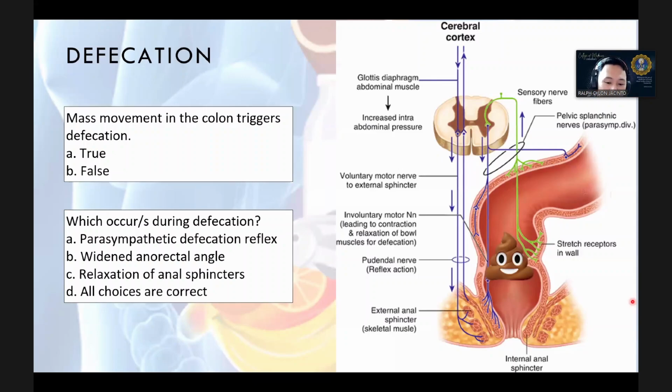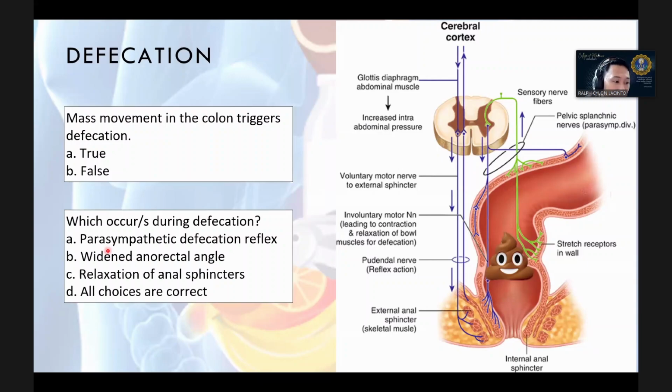So 'di ba you have the defecation reflex, the intrinsic defecation reflex, wherein when the rectal wall is stretched because of an increased pressure in the rectum, it sends this reflex. Now what happens is that there will be relaxation of the internal anal sphincter. But the intrinsic defecation reflex is not strong enough to actually cause the propulsion of the fecal material.